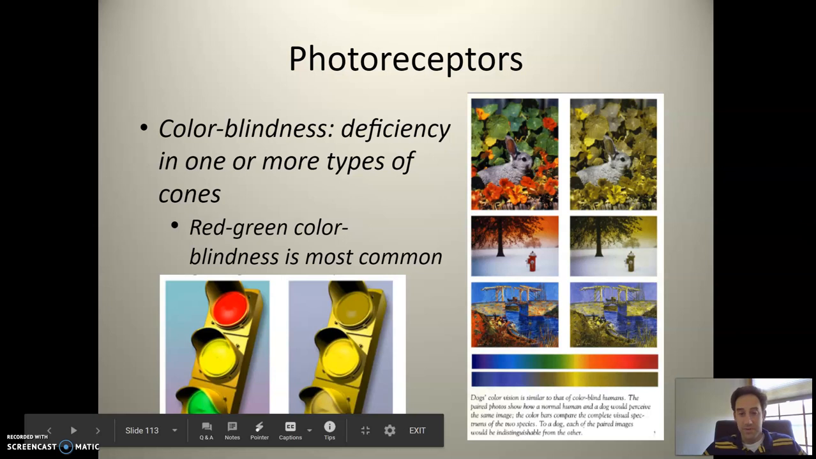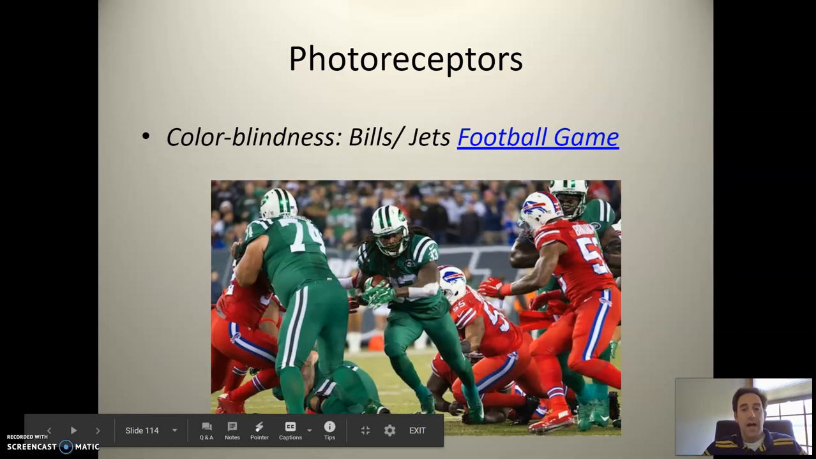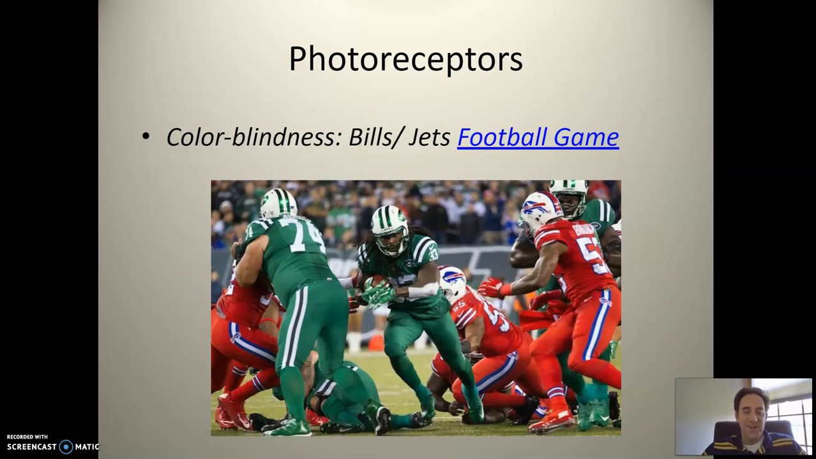And stoplights can be a little tricky too, as you can see. So here's a little link. There was a football game, I guess. It made the headlines because basically the two teams were indistinguishable for someone who's colorblind, and it's kind of interesting to watch this kind of try and figure out the difference between who's who.